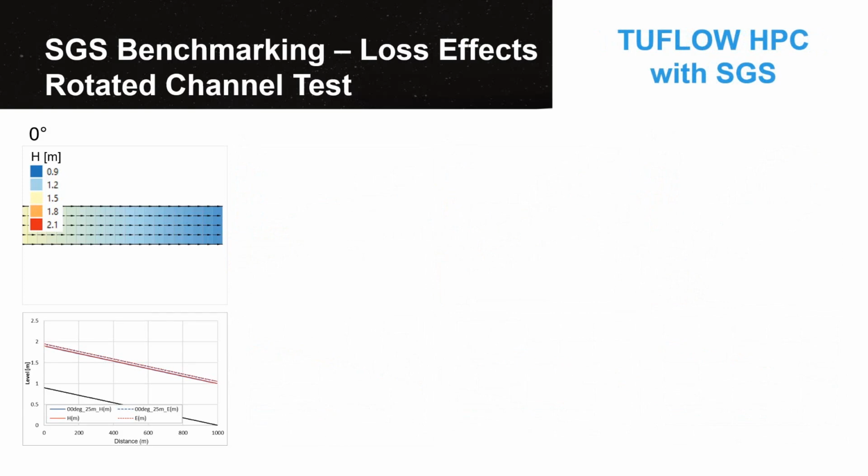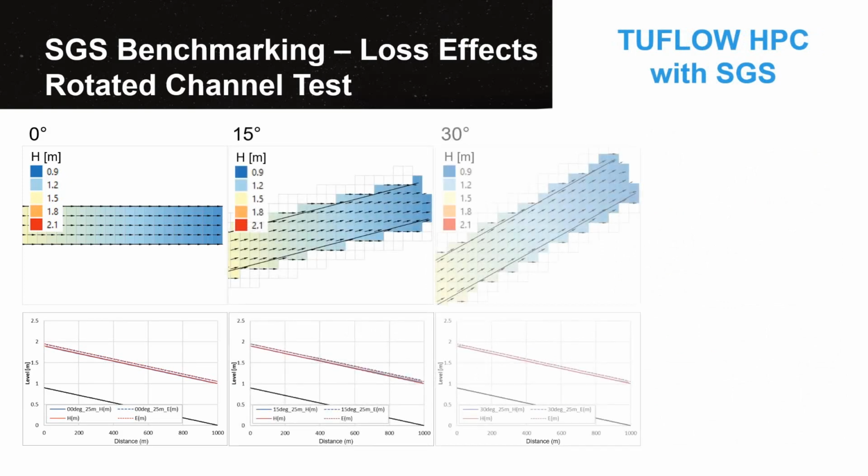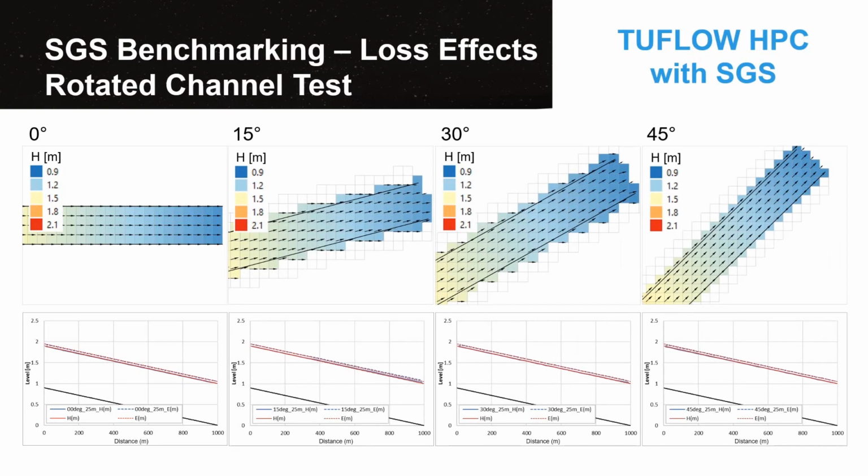If we run the same test model using SGS across that same series of different orientations, you achieve this result. The graphs on the bottom show that you actually get really great agreement with the target answer for all those model scenarios. So it's a great improvement in accuracy.